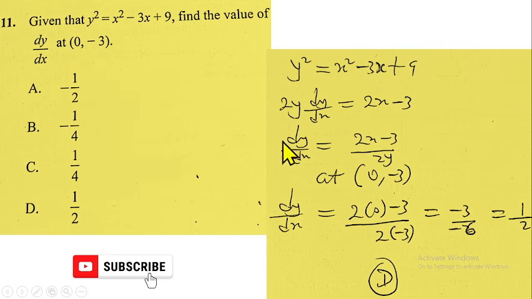This is the gradient now, the gradient of this function. Then at this point, x is 0, y is minus 3. If you put that here, you have dy/dx equals 2 into 0 minus 3 over 2 times minus 3. So 2 times 0 is 0, we are left with minus 3, then under we have minus 6. Minus 3 over minus 6 gives 1 over 2. So option D is the correct option for question number 11.